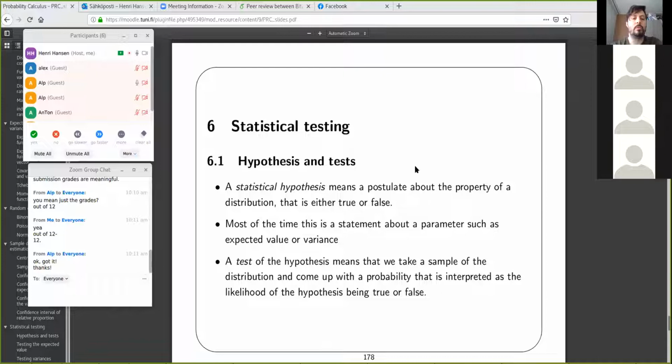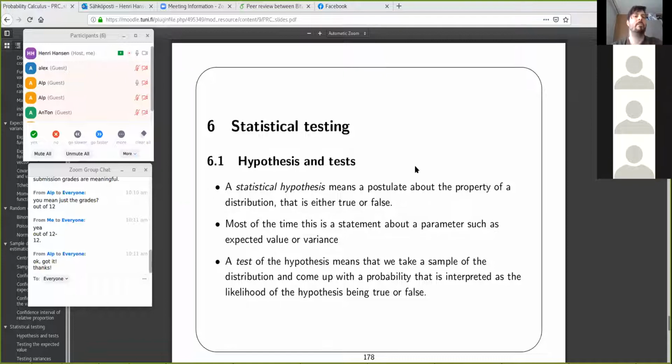So what we will do is formulate a test of the statement that you make, and you take a sample of the distribution and come up with a probability that is interpreted as the likelihood of this hypothesis being true or false. And when I say it's interpreted as the likelihood of the hypothesis being true or false, really what we are doing is asking: is this sample really improbable if our conservative hypothesis is true?